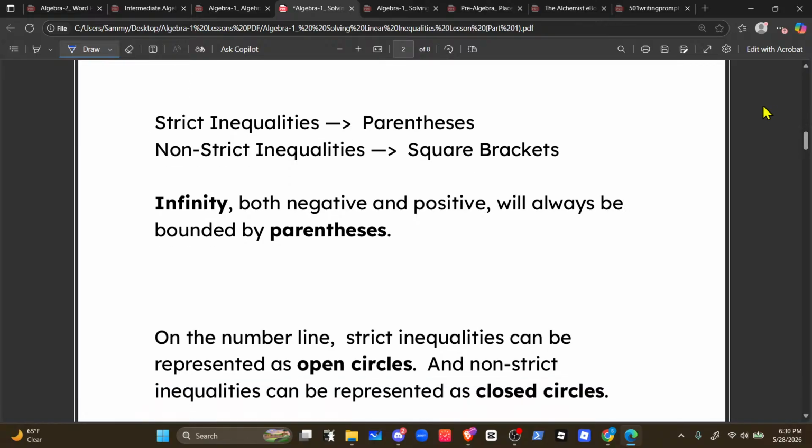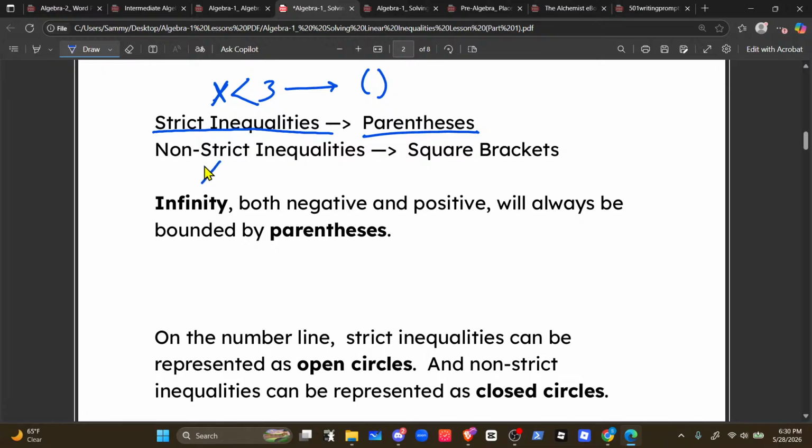So strict inequalities are going to be denoted by parentheses. So if you have an expression, let's say you have something like x is less than 3, you would use parentheses to express that.